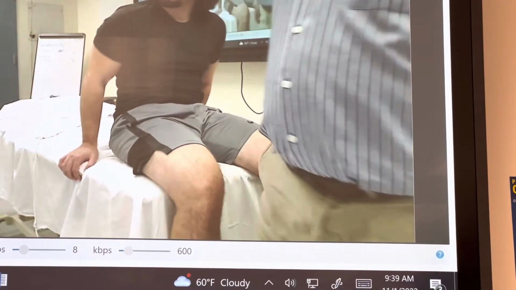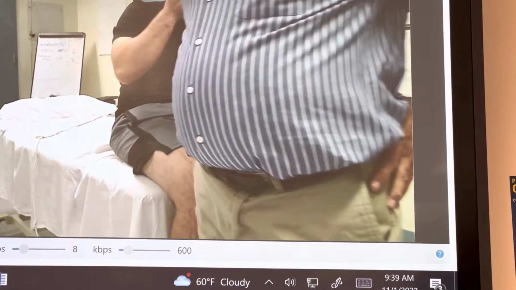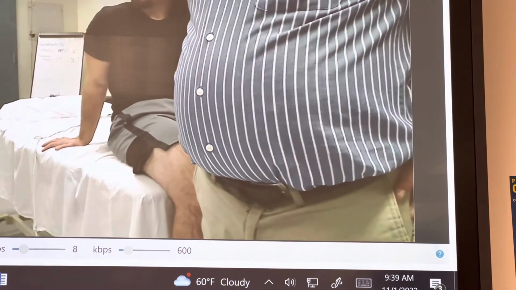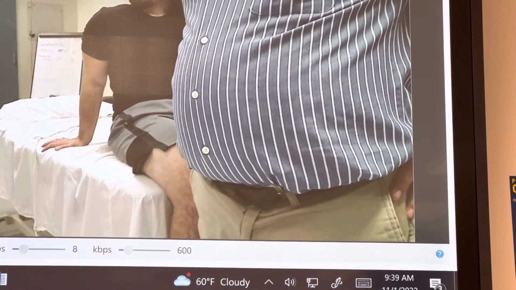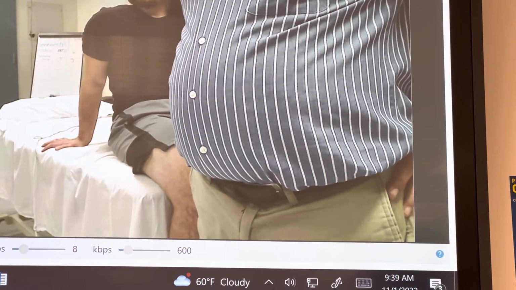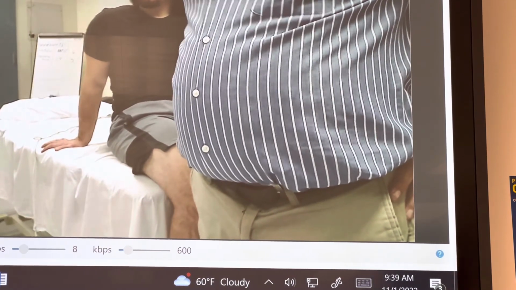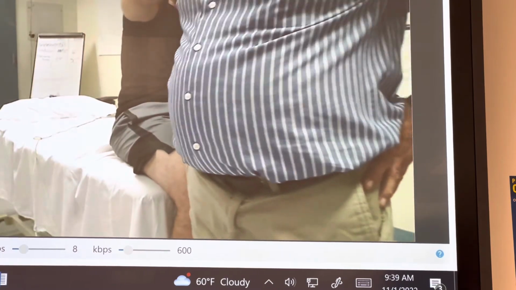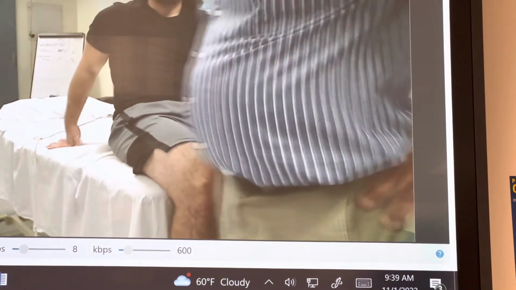Yes? I'm just going to be certain. So for posterior tibial dysfunction, it's the anterior drawer. Right. Okay. With the distraction. With the distraction. Right. Thank you. You're welcome.